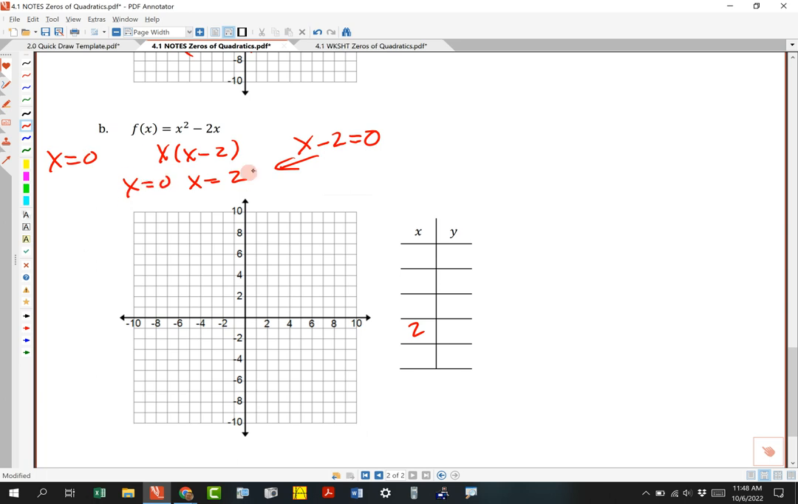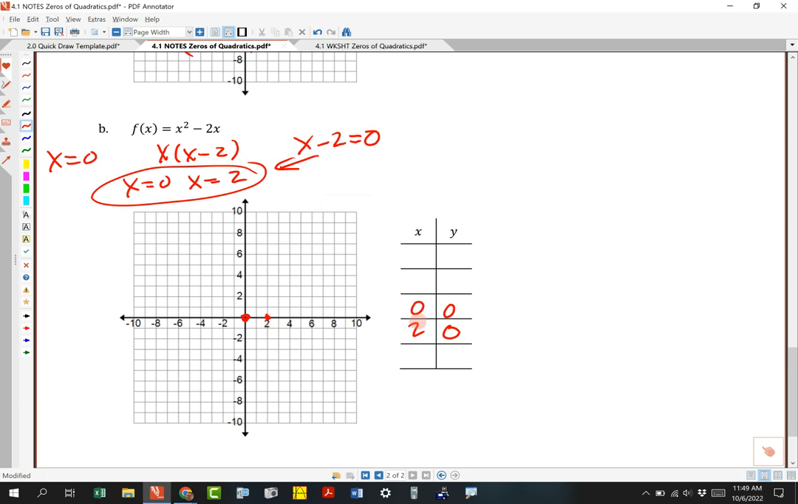X equals 0. So those are the two zeros right here. So if you put in a 0, you get out a 0. If you put in a 2, you get out a 0. 0, 0, 2, 0. Stop and think for just a second. Where's the vertex? X coordinate is easiest to find first. Where's the vertex? On the x coordinate 1.